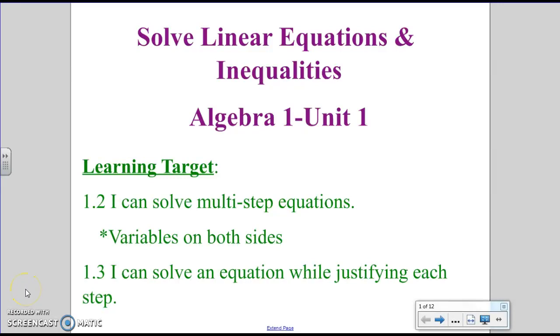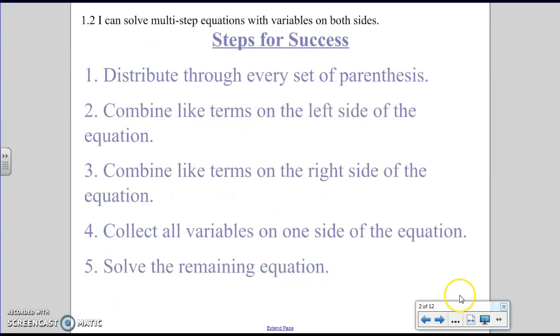Okay, in our last video, we started talking about target 1.2, which is I can solve multi-step equations, and we focused on variables on one side of the equation. Today, we're going to continue that and focus on variables on both sides of the equation. In addition, we're going to continue talking about how to justify each step as we go. So let's go ahead and look at the steps to success.